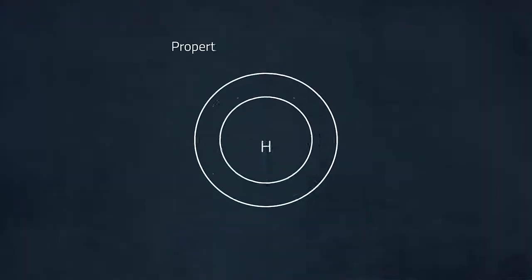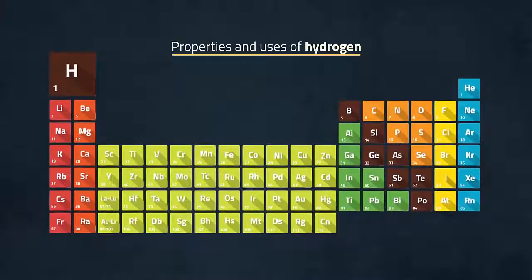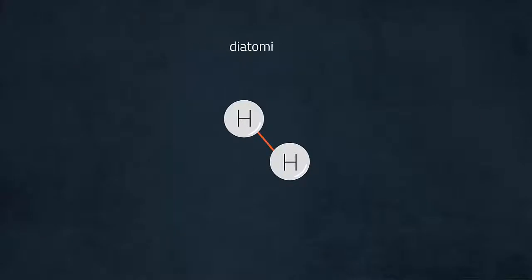In this video, you're going to examine the properties and uses of hydrogen. Hydrogen is a colourless, odourless gas at room temperature and is the first element in the periodic table. As an element, it is a diatomic gas with a molecular weight of 2, making it the least dense of all gases.